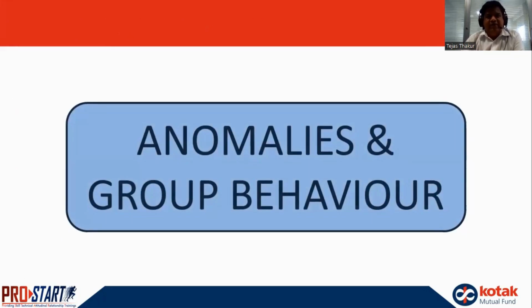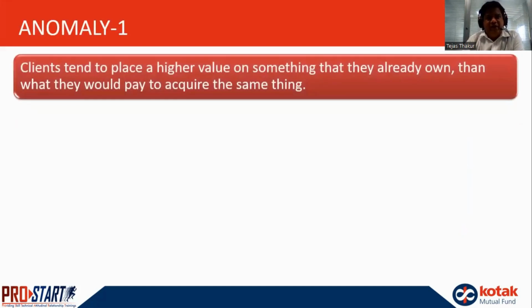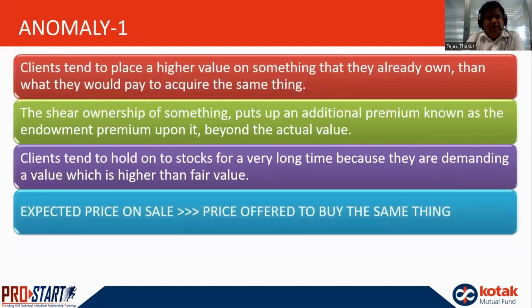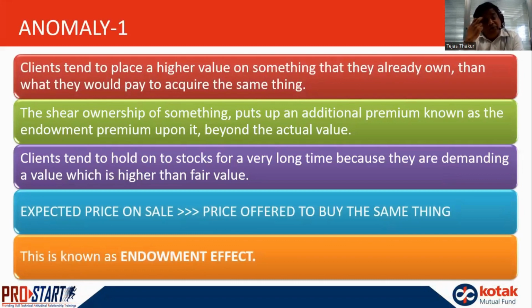Coming to certain anomalies in behaviors, group behaviors, three only we are going to do today. So anomaly number one, I'm not reading everything. What happens is when somebody owns something for a longer period of time, there's an endowment effect associated with it. There's something known as endowment premium. So let me explain this. Let's say a person had bought a stock or a particular thing, even stocks for that matter, and they want to sell it.